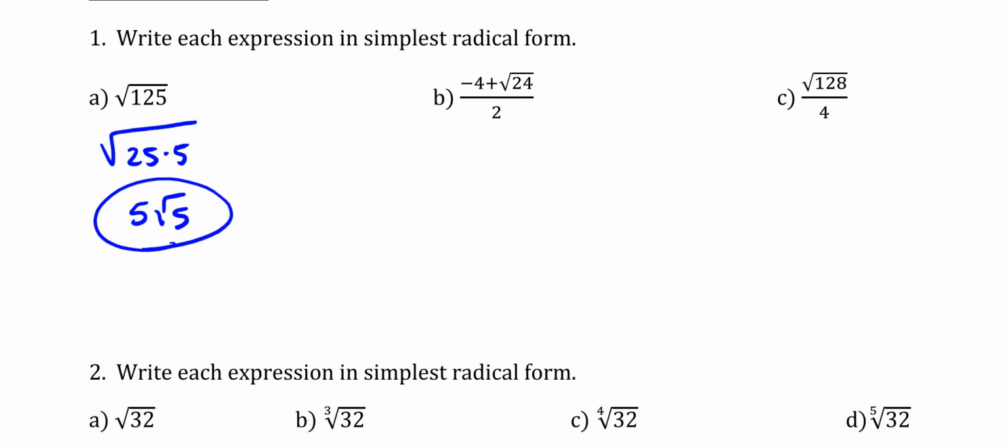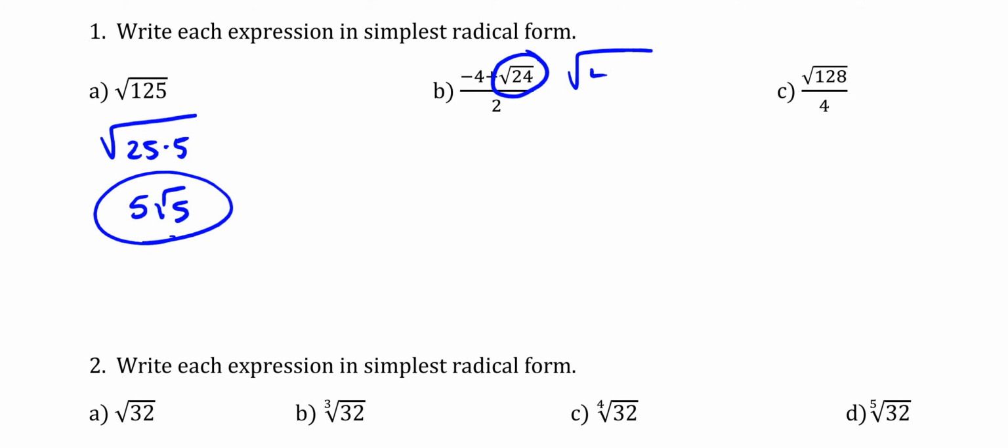B was a little bit weird because it was a fraction and a part of it was a radical, some of it's added. But really, we're just trying to simplify this. Everything else is algebra 1 if you think about it. So 24, that breaks down to 4 and 6, which becomes 2 square root of 6. So this fraction is negative 4 plus 2 square root of 6 all over 2.